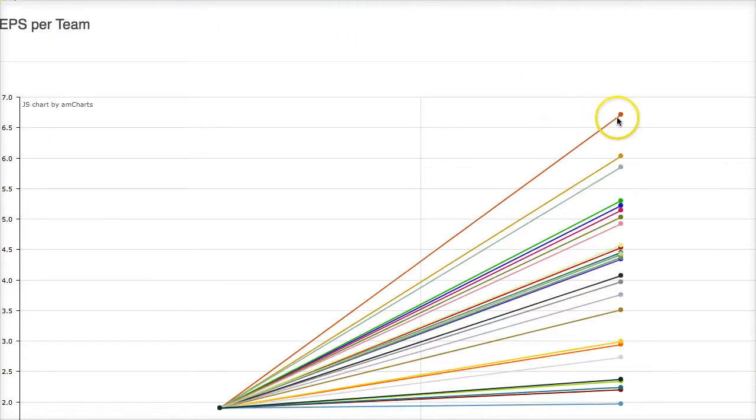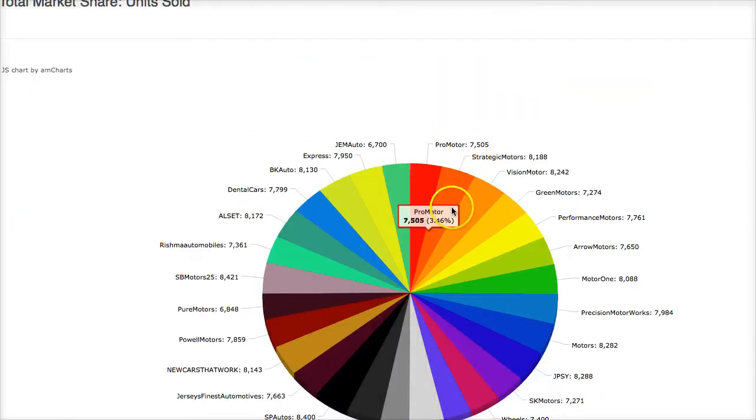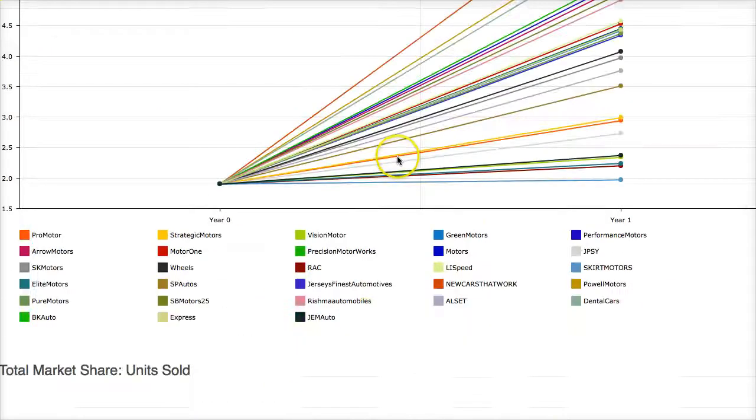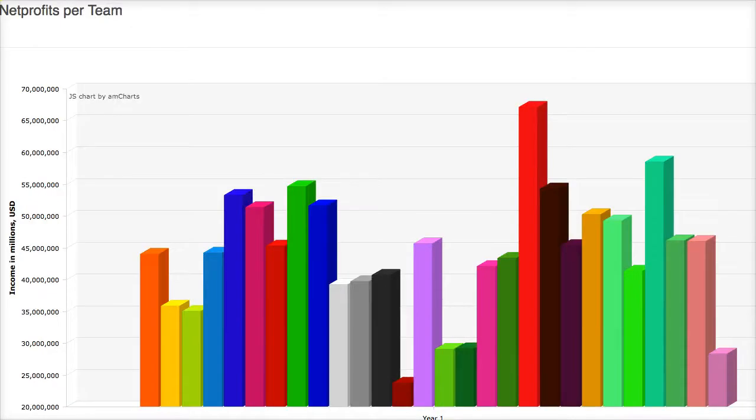If we look at earnings per share, we have New Cars at Work with the highest earnings per share, followed by, so these are really the top three companies, and that's your earnings divided by outstanding shares. And this is just market share. So we have a lot of companies competing here, so it's highly competitive. So let me go over to the demo and show you.